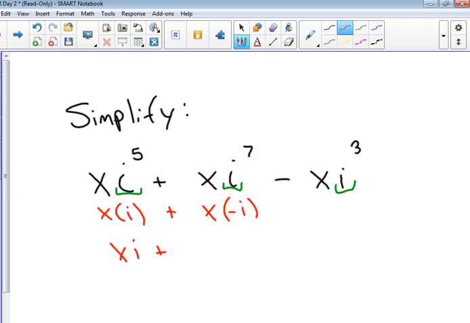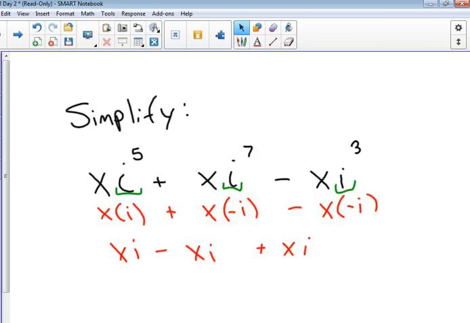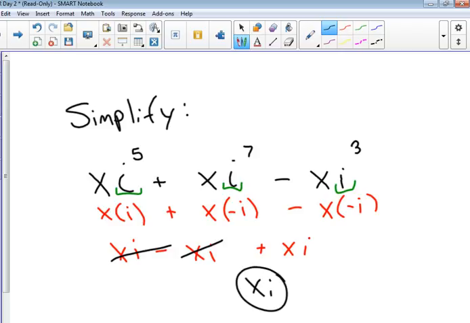Okay, so let's watch out for this. X times negative I, well, you have a positive times a negative, so what would this become? Minus xi. Right, the last one here, what's I cubed? Negative I, okay, so we have x, negative x times a negative I, what's this becoming? Good, positive xi. Great. Now this one's gone, we just get xi.